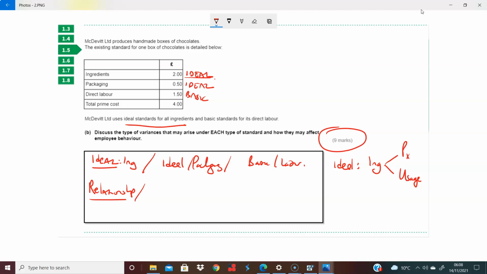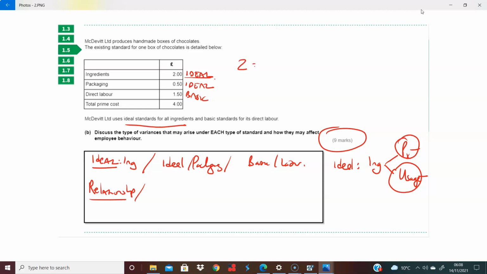So the argument here is that you're expecting them, first of all, you're highlighting that whatever total variance you're going to have will be broken up into price and usage. So you're expecting them to buy the ingredients, the raw materials, at the perfect price, and to also use the actual ingredients at the perfect usage.